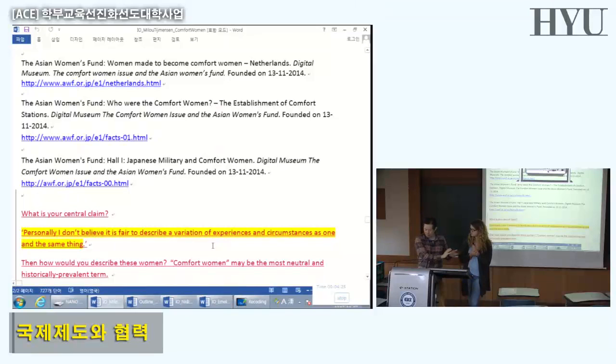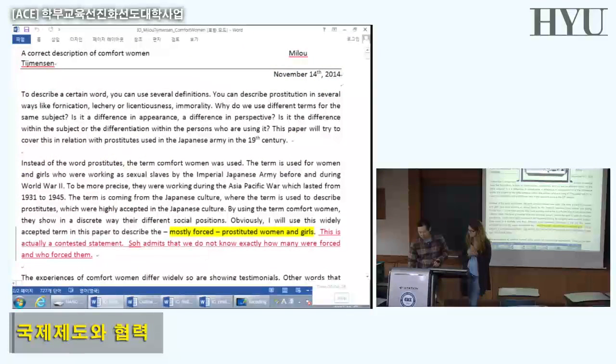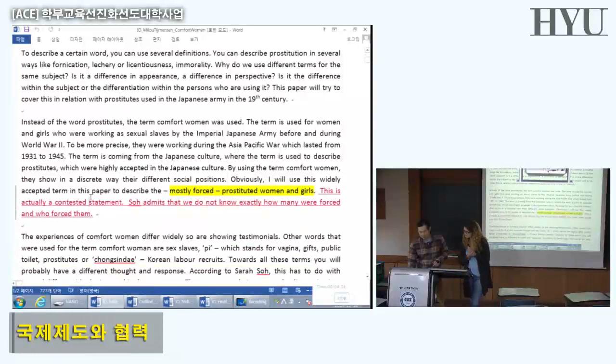All right. And then the second point you made was that this term describes the mostly forced, prostituted women and girls. Yeah. So I just wanted to clarify, because this term, mostly forced, is a contested statement, okay? Because we don't exactly know how many were forced and who forced them. So this is actually a big debate, okay?